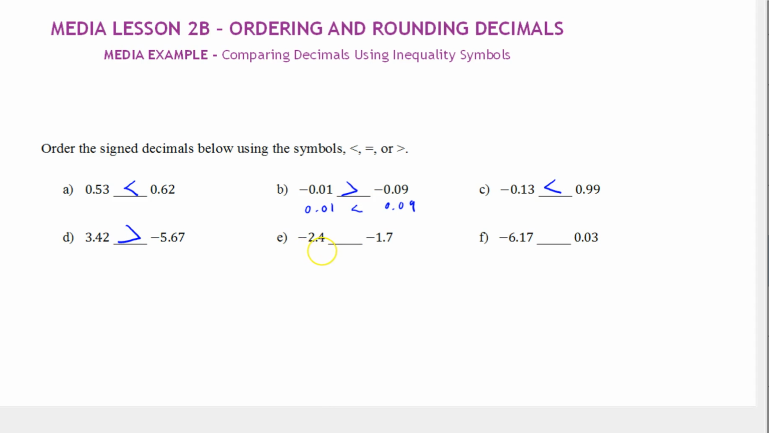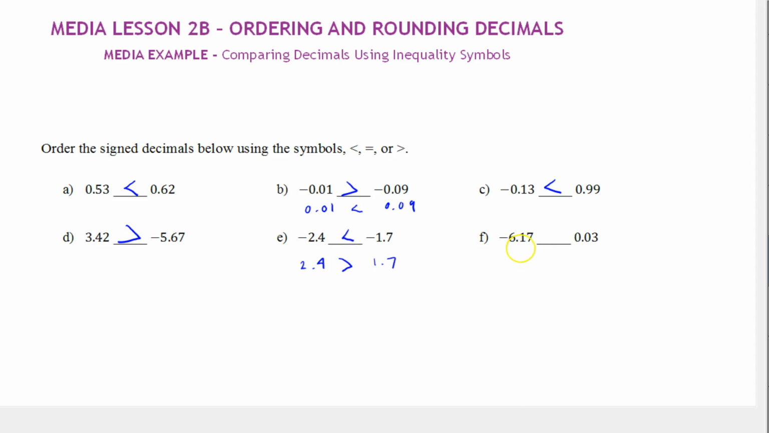Now we have negative 2.4 and negative 1.7. Let's look at their absolute values. So 2.4 and 1.7. Well, 2 is more than 1, so we know that 2.4 is greater than 1.7, which means negative 2.4 is less than negative 1.7.